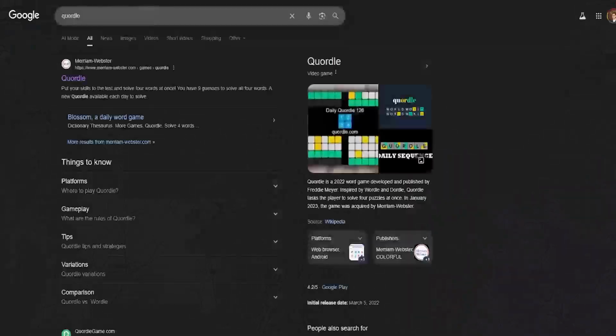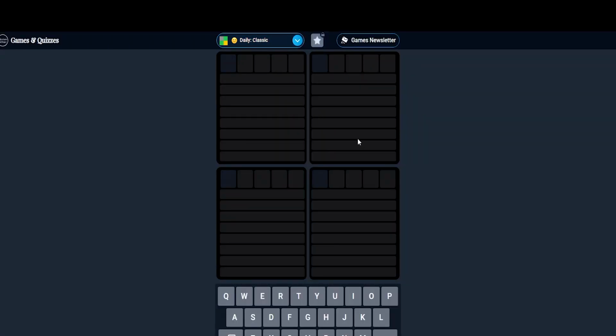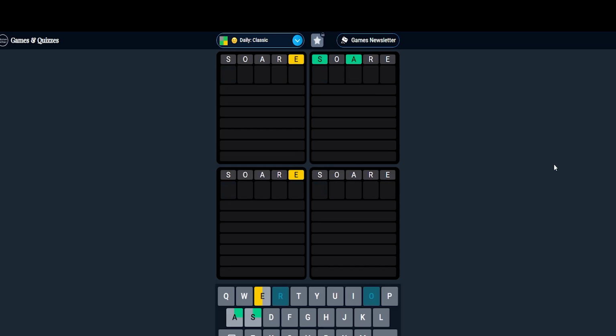Let's try this one while we're waiting for 3:30 here. So it's Quirtle. So it's just like Wordle, except you have to solve 4 words, but you're guessing all on the same board. You have to be kind of strategic about your guesses.